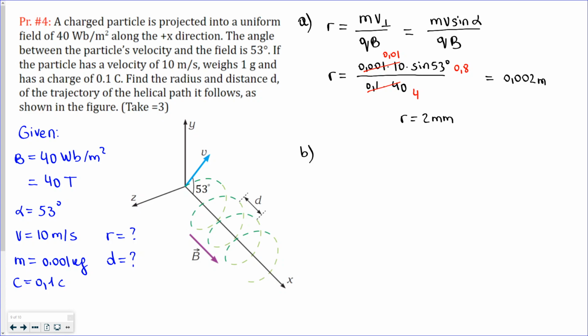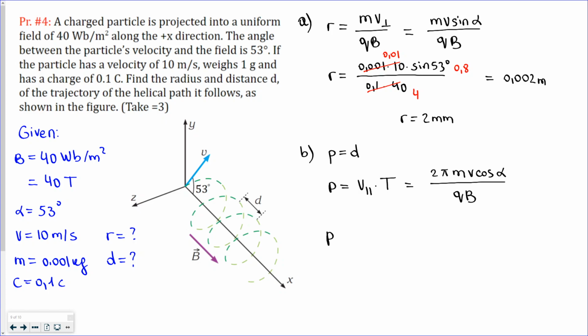And what about the pitch? The D that we are asked for is the pitch, so I'm going to use the letter P after this. The pitch can be found by multiplying the parallel velocity by the period, and it will be 2 pi m v cosine alpha over qB. V cosine alpha is the parallel velocity, and 2 pi m over qB is the period.